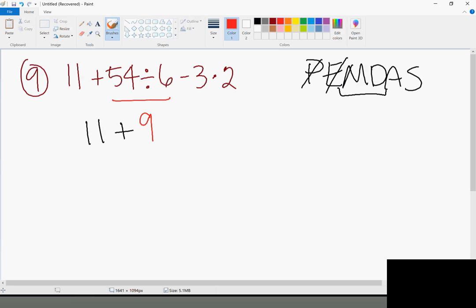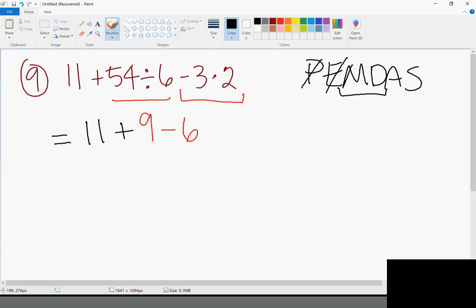Okay, so now we have more multiplication. Now, the sign in front of the number goes with that number. This is going to be negative 3 times 2. Okay? So negative 3 times 2. We are multiplying. They have different signs. Your answer is going to be negative. So 3 times 2 is 6. So negative 3 times 2 is negative 6.